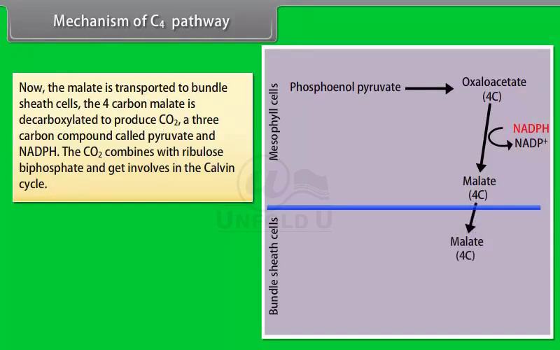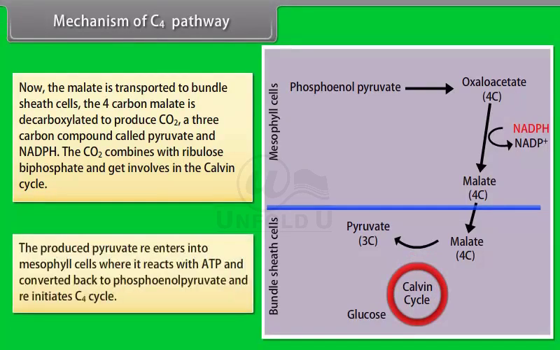The 4-carbon malate is decarboxylated to produce carbon dioxide, a 3-carbon compound called pyruvate, and NADPH. The carbon dioxide combines with ribulose bisphosphate and gets involved in the Calvin cycle. The produced pyruvate re-enters the mesophyll cells, where it reacts with ATP and is converted back to phosphoenol pyruvate and re-initiates the C4 cycle. Photorespiration.